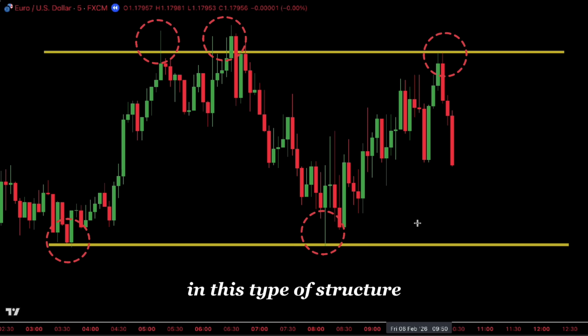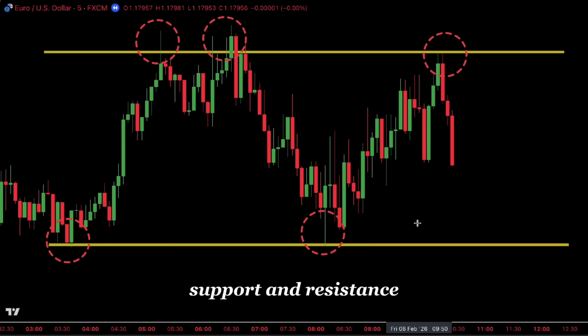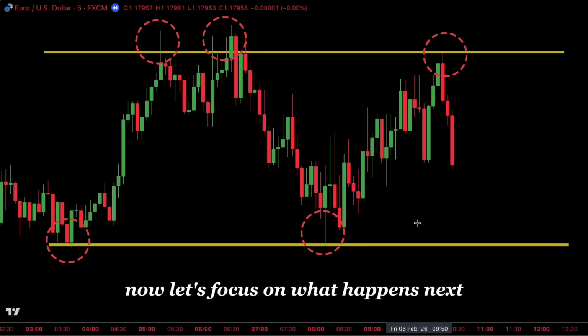This is what we call a range-bound market. In this type of structure, buyers and sellers are balanced and price keeps moving back and forth between support and resistance. Now let's focus on what happens next.